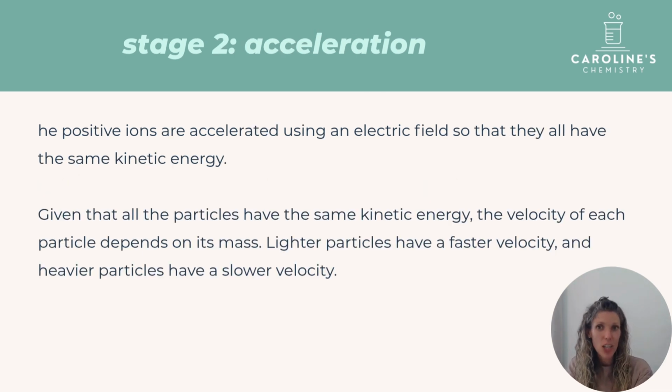The next stage, stage 2, is acceleration. Now we do that using an electric field, meaning every single ion that's in there has the same kinetic energy. And that means the velocity, the speed of each of those ions, depends on its mass. So lighter ions have a faster velocity, i.e. if you are lighter, you travel faster, you are quicker. A heavier ion will have a slower velocity, so it will travel slower and take more time to go down that time of flight tube.